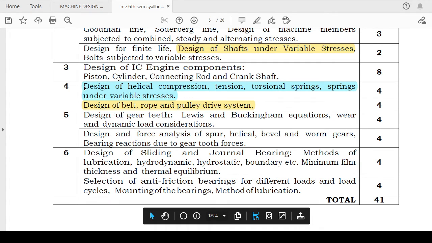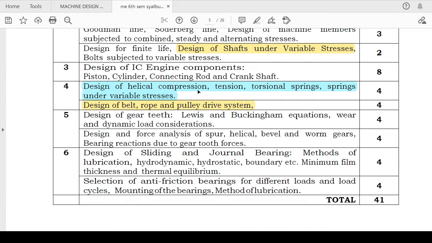So we will cover this topic first: design of helical compression, tension and torsional spring, and springs under variable stresses. Within 2 or 3 sessions we will try to cover this, and after that we will try to cover the design of belt, rope and pulley drive system. In this way we will cover unit number 4.